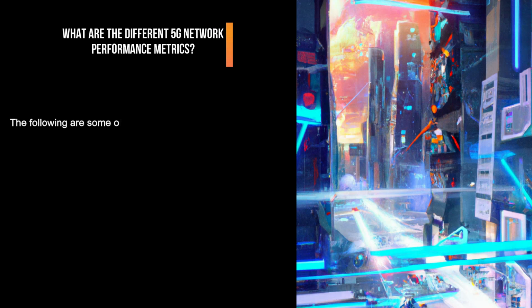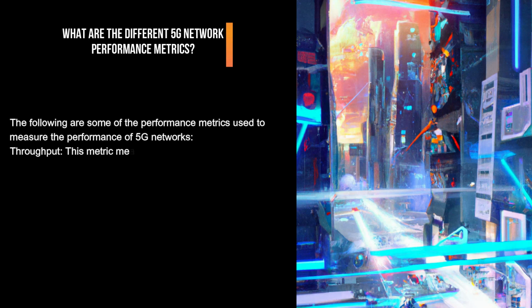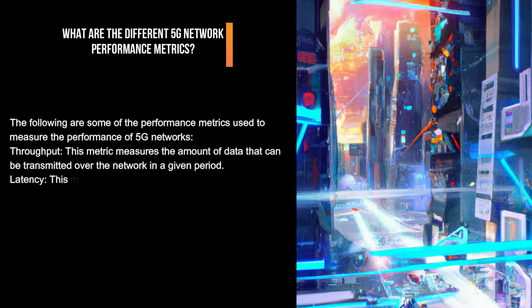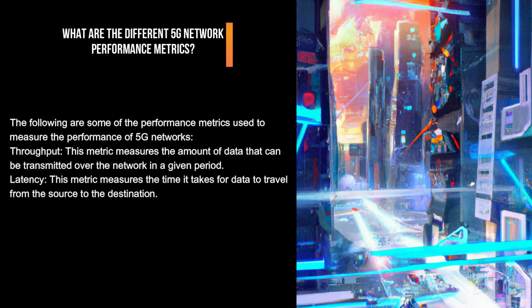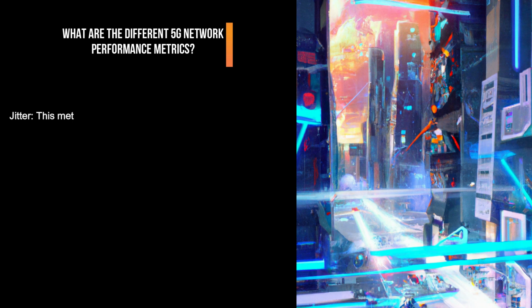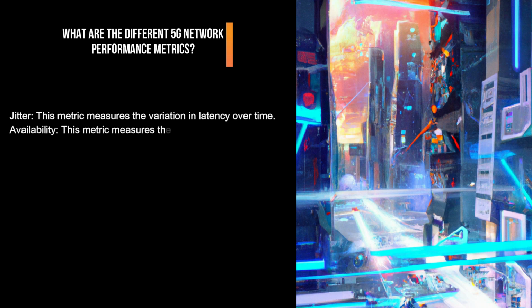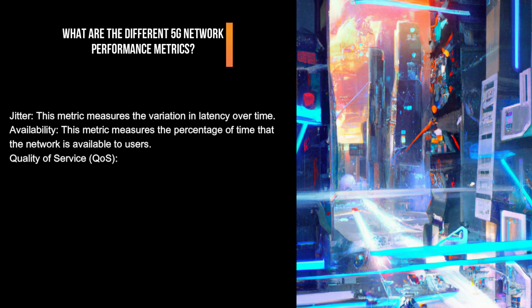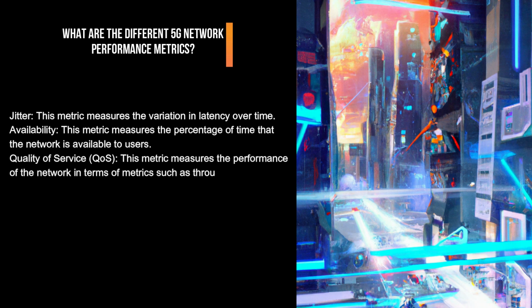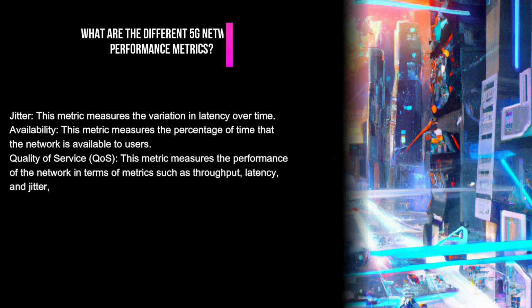The following are some of the performance metrics used to measure the performance of 5G networks. Throughput. This metric measures the amount of data that can be transmitted over the network in a given period. Latency. This metric measures the time it takes for data to travel from the source to the destination. Jitter. This metric measures the variation in latency over time. Availability. This metric measures the percentage of time that the network is available to users. Quality of service (QoS). This metric measures the performance of the network in terms of metrics such as throughput, latency, and jitter.